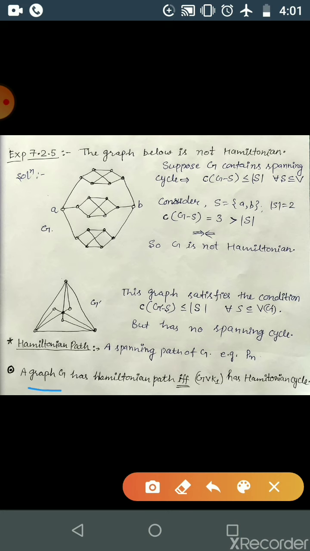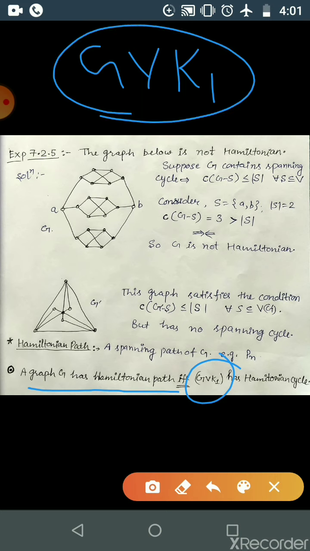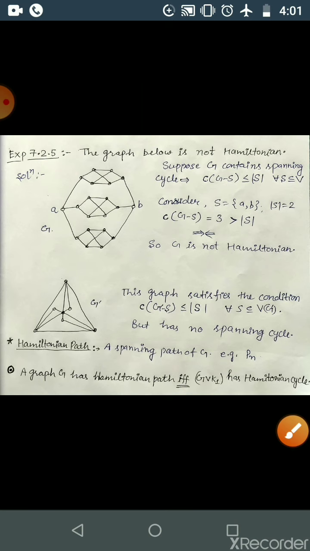A graph G has a Hamiltonian path if and only if G join K1 has a Hamiltonian cycle. So there exists a Hamiltonian cycle, and obviously if Pn is the Hamiltonian path, then Cn+1 will be present here, working as a spanning cycle. I hope this is clear now.